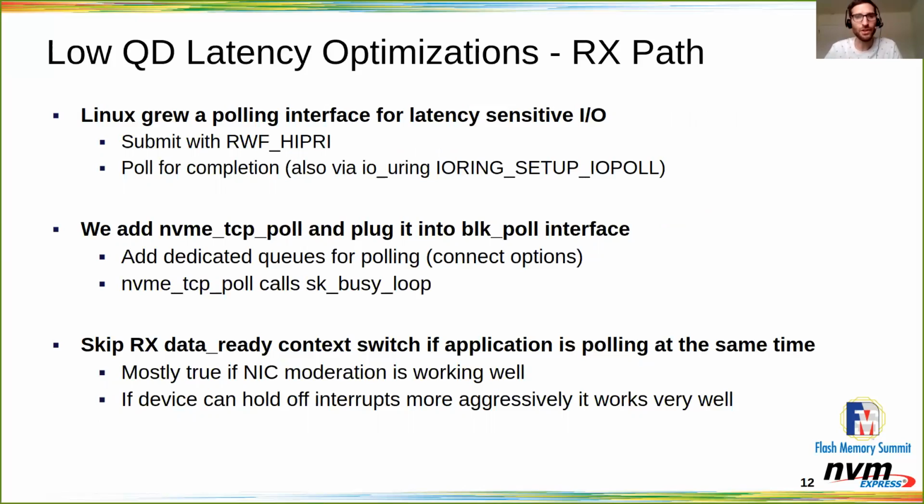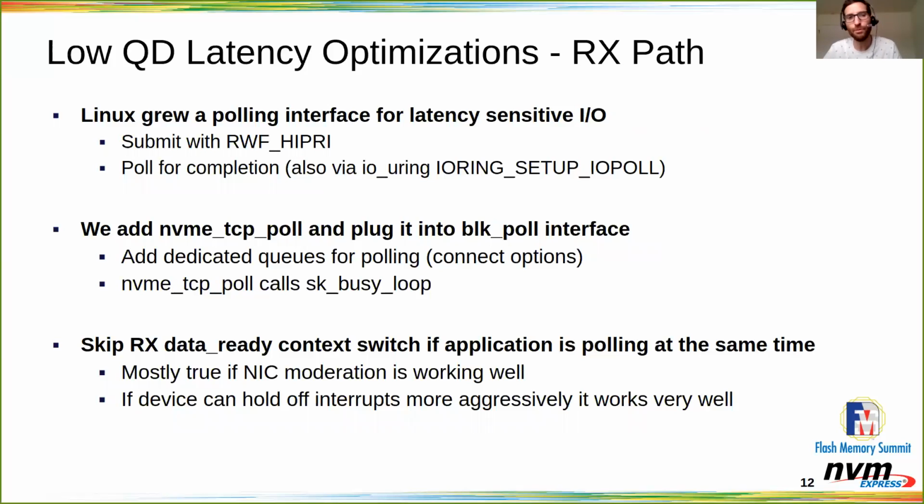So if the application is polling, and we mentioned the poll queue set and the high priority flag that is supported in Linux, now we have applications that are able to poll, either via direct I/O or via io_uring. So we added an NVMe-TCP poll callback and plugged it into the block layer's multi-queue (blk-mq) poll interface. Now that polling interface leverages the busy loop functionality in the networking stack.